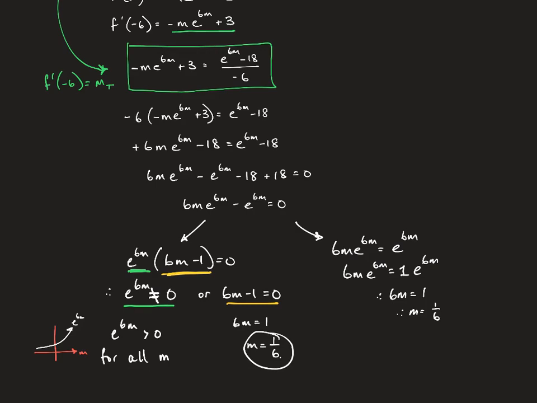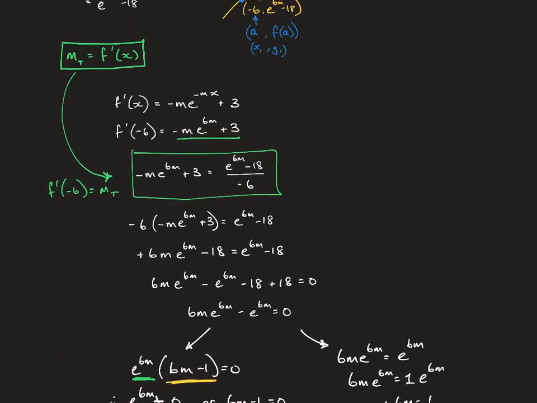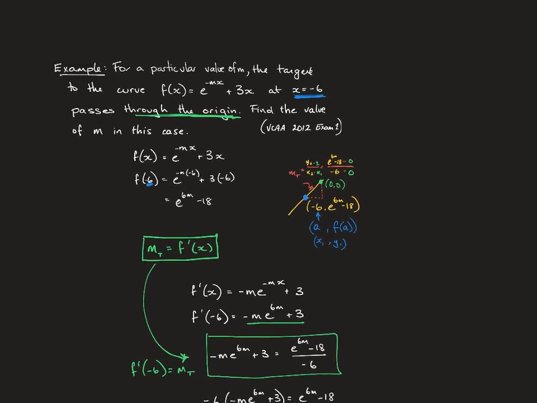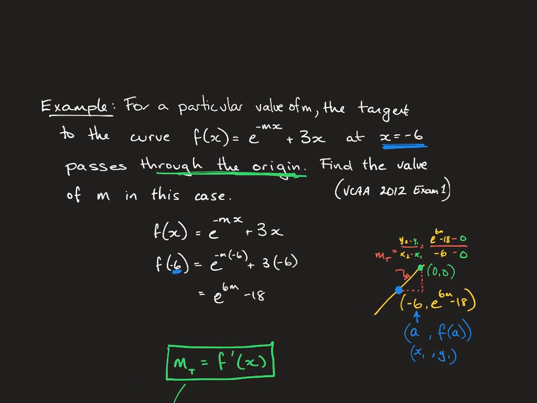So if we go all the way back up to the top of the question, the particular value of m for which the tangent to that curve at x equals minus 6 passes through the origin is 1/6.